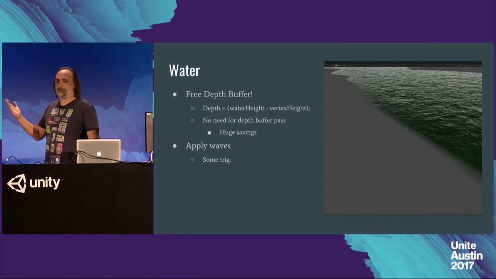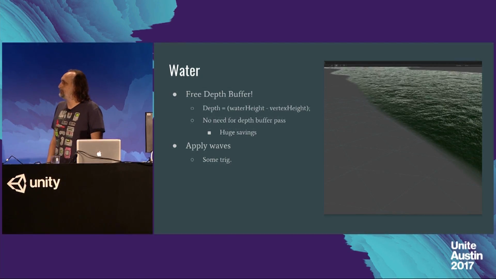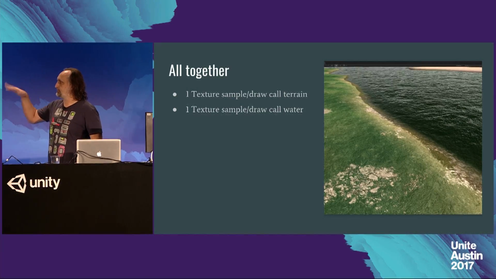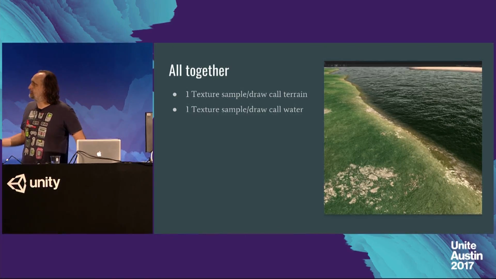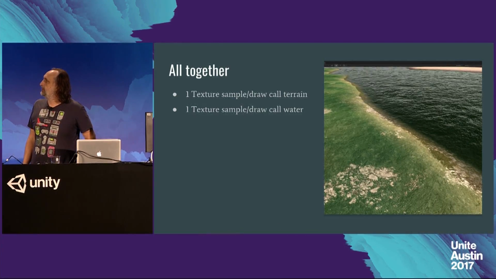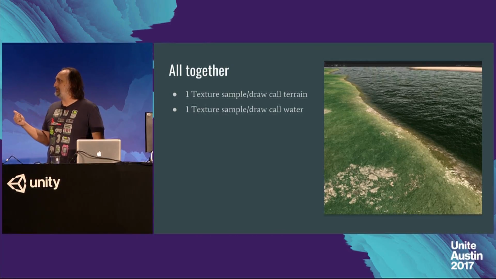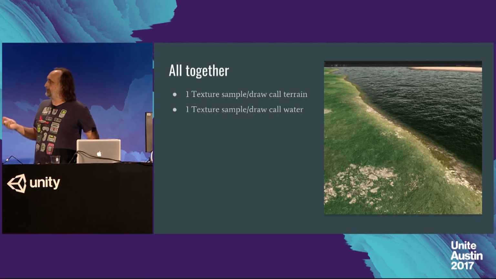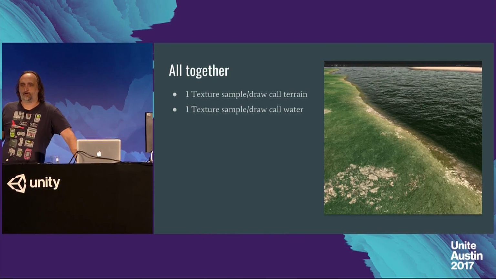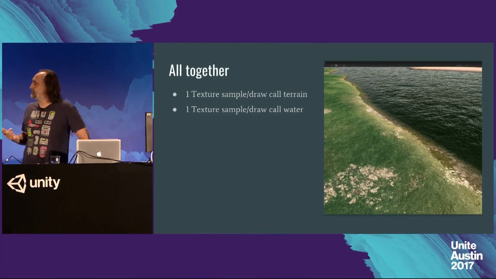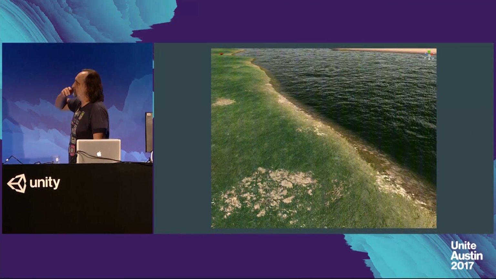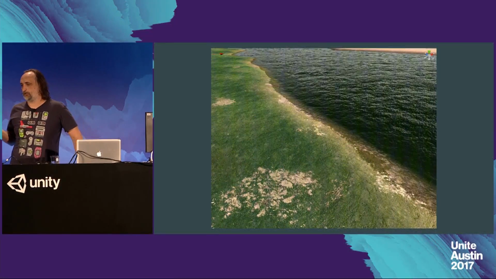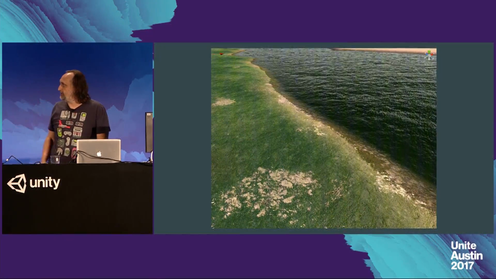And we don't have to render a depth map, which is a huge cost and a huge amount of texture data. And then we do the traditional water stuff, sine waves and stuff to make it wave around. And so what we're left with is we have a 1 texture sample, 1 draw call terrain, and we have the same thing for our water. So it's incredibly cheap. And then in motion, you get a little water motion. It's not Uncharted, right? But for a low-end mobile game, it's pretty good.